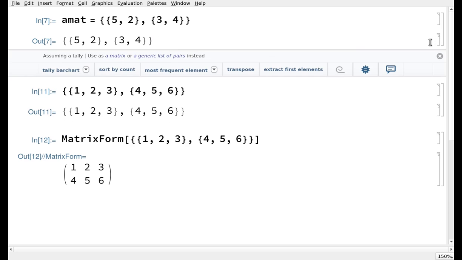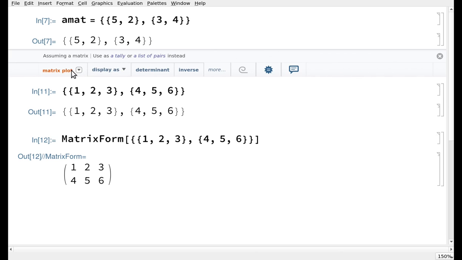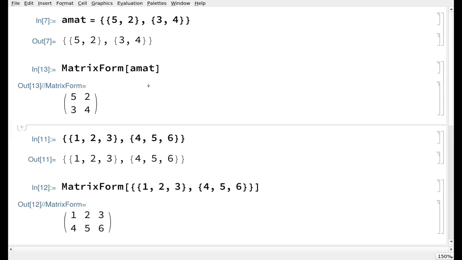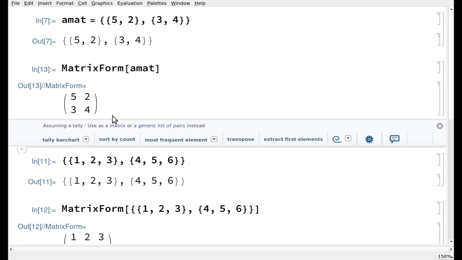Let me display this. So this was our A matrix. We want to use it as a matrix, so we want to display it as a matrix. Okay, so this was our A matrix, right? 5, 2, 3, 4. So I entered that. I gave it the name AMAT, A matrix.